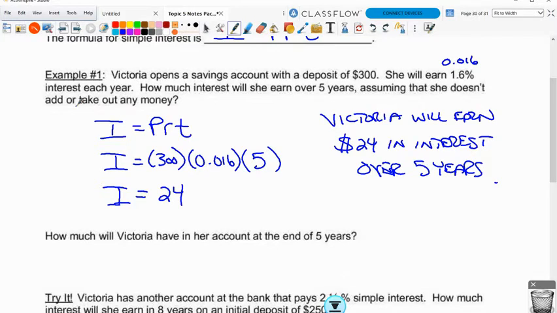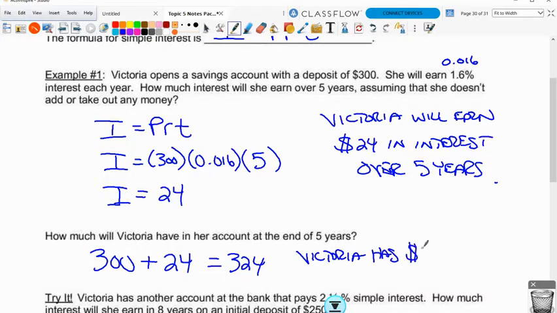So we have to take the amount that she originally deposited, which was the $300, and then you have to take the amount of interest that she's earned, $24, and to get the total, you add those together. Victoria is earning $24 in interest by leaving her money in the bank. So in order to get her total, you just add those together. You get 324. Victoria has $324 after 5 years.